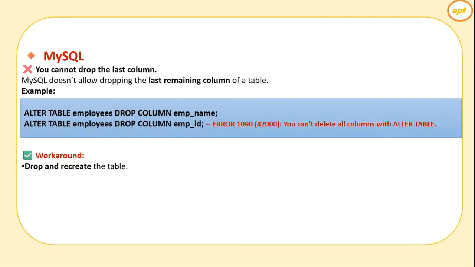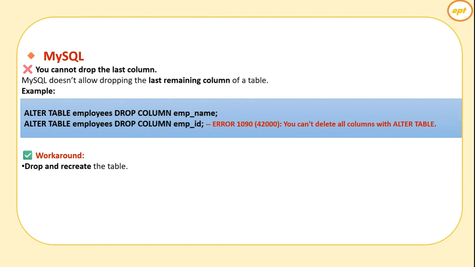Now MySQL. So what do you get here? You cannot drop the last column. I mean, you can't drop all the columns. MySQL also does not allow dropping the last remaining column of a table. So there is basically no meaning to it. What is the purpose of dropping all the columns? Instead, you can directly remove the table from the database itself. At least you will get some space for other tables.